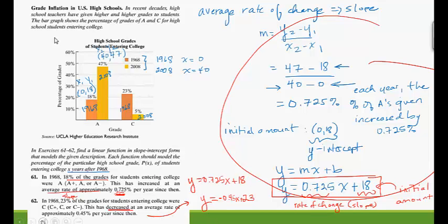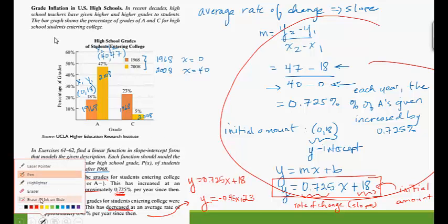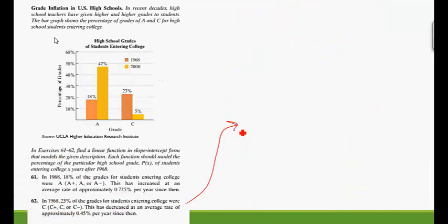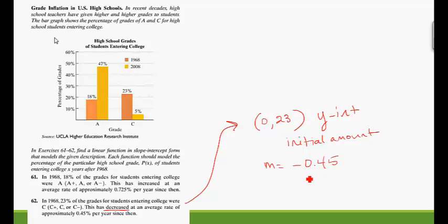And let me rewrite that up here. Actually, let me just erase this and let's look at this problem right here. So in 1968, where x is 0, the output was 23. So this is our y-intercept, or as we're looking at this problem, it's our initial amount. And it has decreased, so our slope is going to be a negative at an average rate of 0.45. So when we write that in our slope-intercept form, it's going to be negative 0.45x plus our initial amount, which is 23.